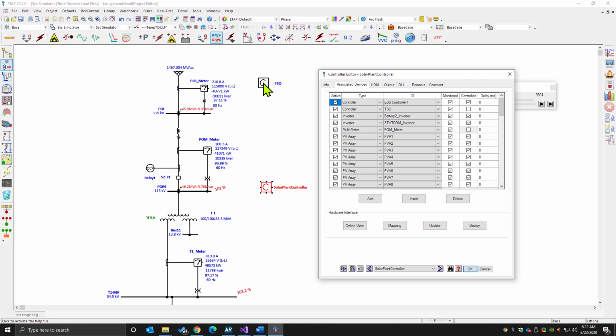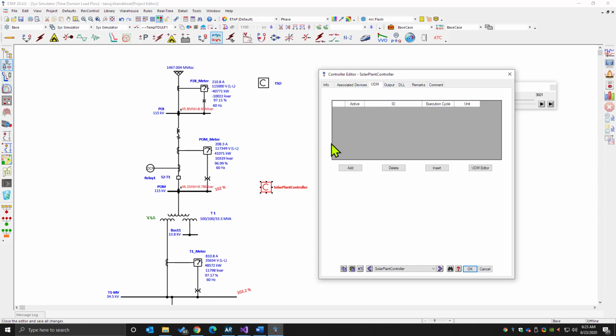In other words, the transmission system will command the solar plant controller as the secondary controller, and then the solar plant controller will dispatch whatever set points are required for real and reactive power to the energy storage devices, STATCOMs, as well as other PV inverters in the system. Therefore, it is crucial to have monitored and controlled set up appropriately.